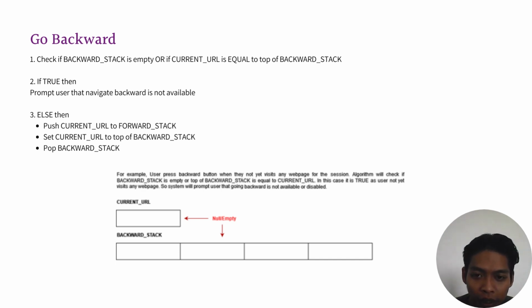For example, the user presses the backward button when they have not yet visited any web page in the session. The algorithm will check if the backward stack is empty or the top of the backward stack is equal to the current URL. In this case, it is true that the user has not yet visited any web page, so the system will prompt the user that going backward is not available or disabled. As we can see, the current URL is empty and the backward stack is null and empty.